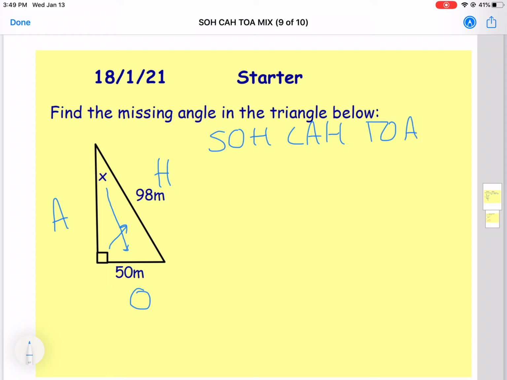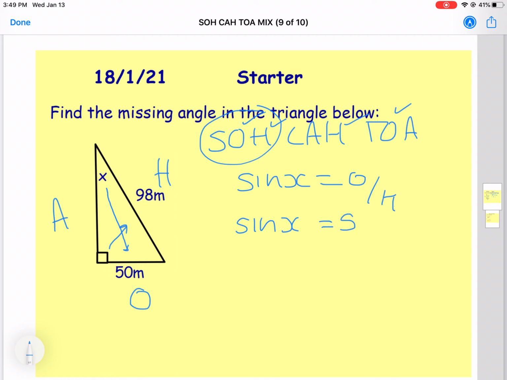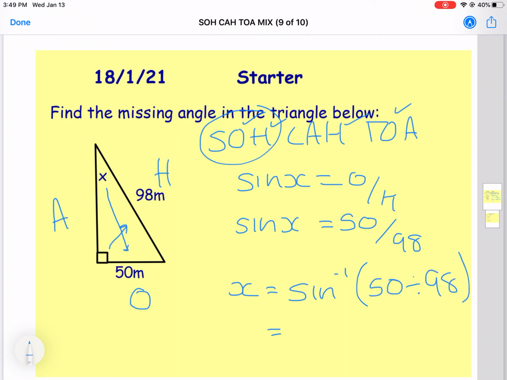And we have a number at the opposite, so we tick that. We have a number at the hypotenuse, we tick that, which means we're using sine. Sine x is opposite over hypotenuse. Sine x we know is then 50, that's where our opposite is, and 98 is what our hypotenuse is at. Using the notes from Thursday and Friday, we know that to find x, we have to do inverse of sine, so sine minus 1. You can use that, remember, in the online calculator. And in those brackets, 50 divided by 98.